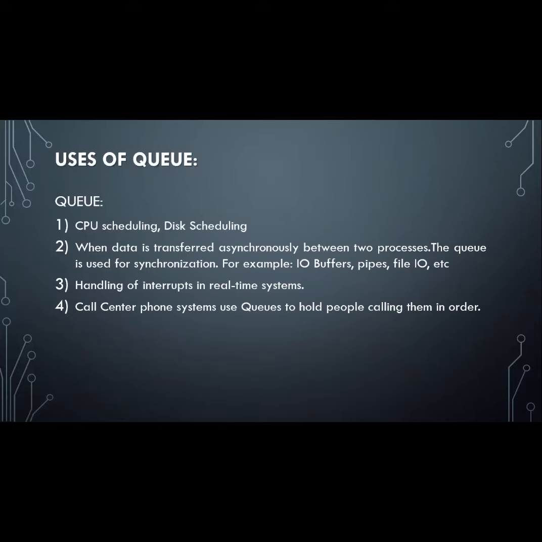Now we are going to show the uses of queue. Queue basically used for CPU scheduling, disk scheduling. When the data is transferred asynchronously between two processes, the queue is used for synchronization. For example, I/O buffers, pipes, file I/O, etc. Handling of interrupts in real-time systems. Call center phone systems use queues to hold people calling them in order.